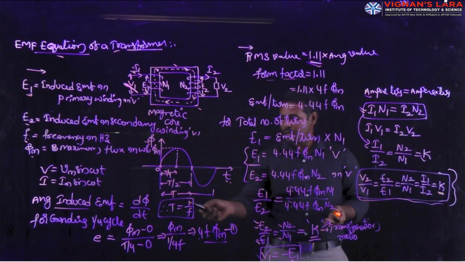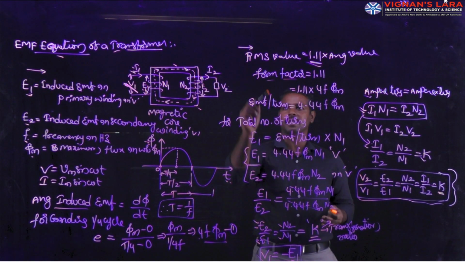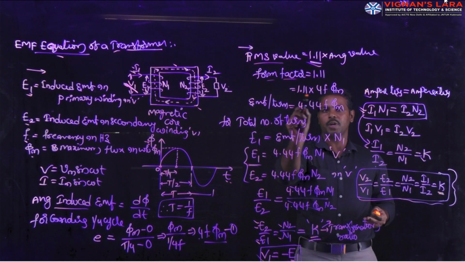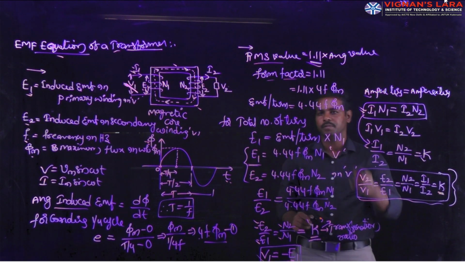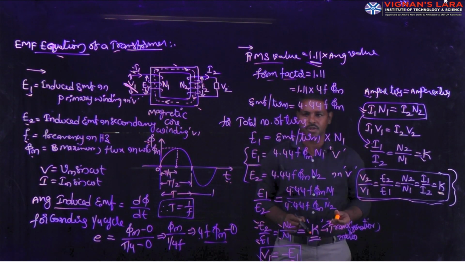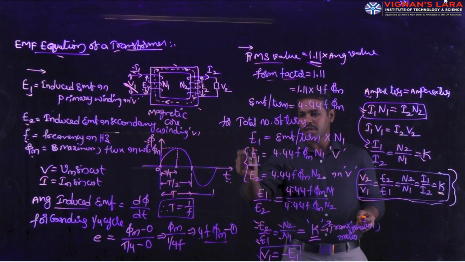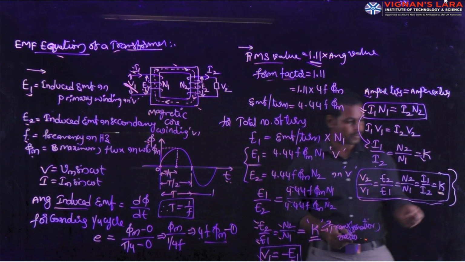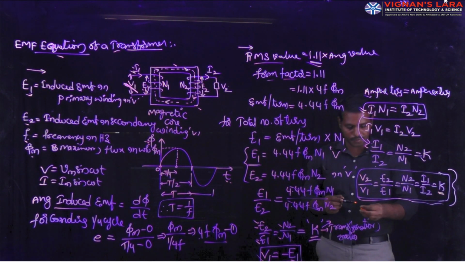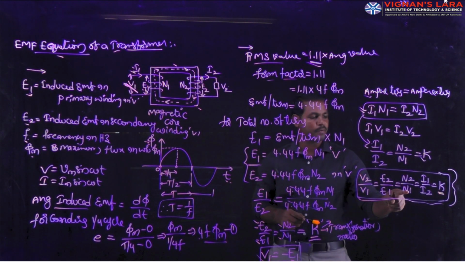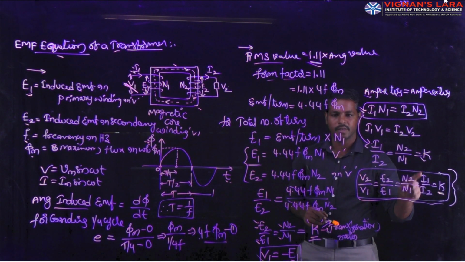Because voltage, current and flux are sinusoidal, the RMS value is equal to 1.11 into the average value, that is 1.11 into 4F into phi m. Multiplying these two, EMF per turn is equal to 4.44 F phi m. Then E1 and E2 are calculated by substituting the number of turns N1 and N2. So we can find the transformation ratio of a given transformer as V2 by V1, E2 by E1, N2 by N1 and I1 by I2.